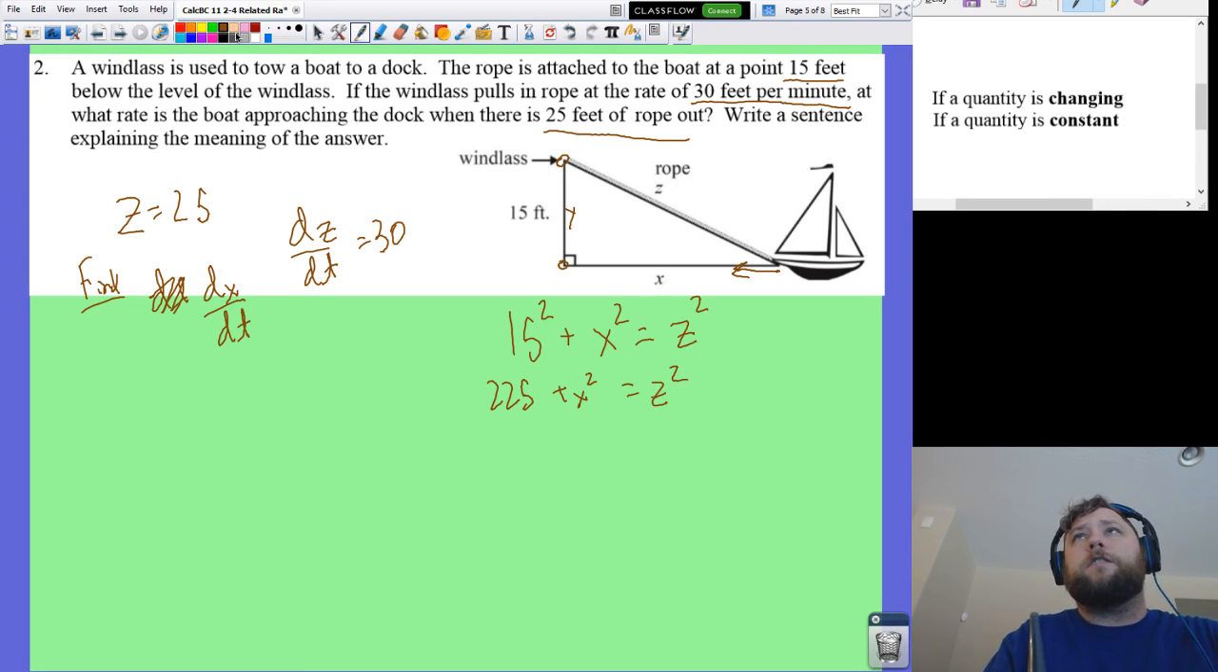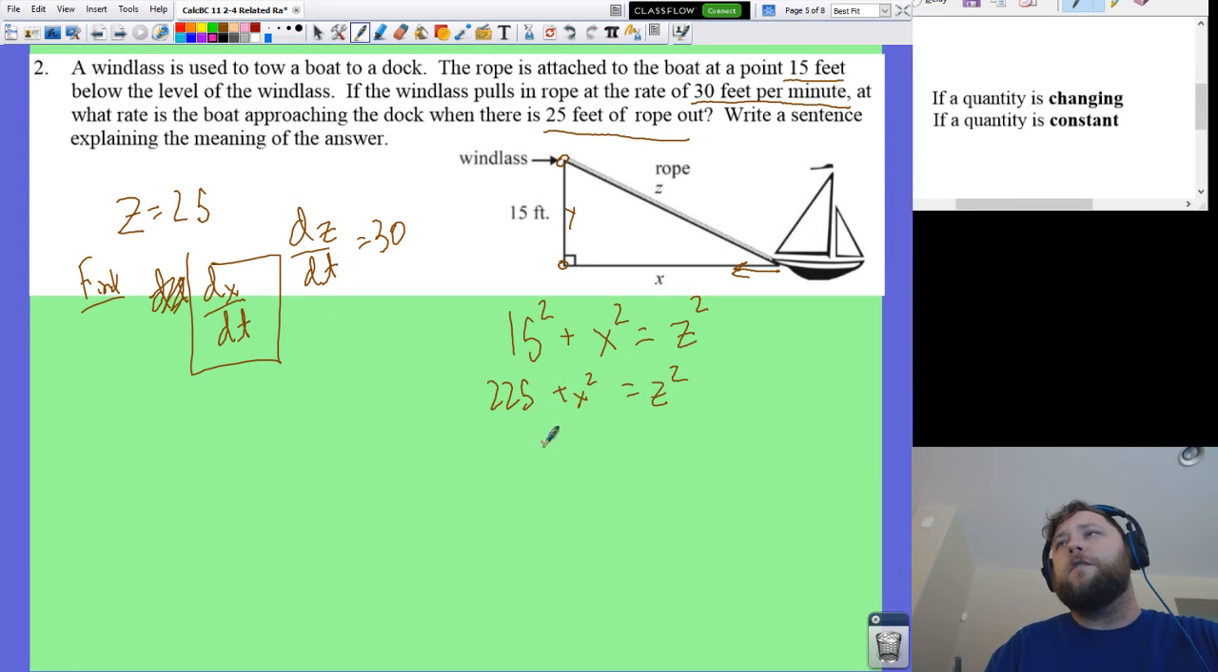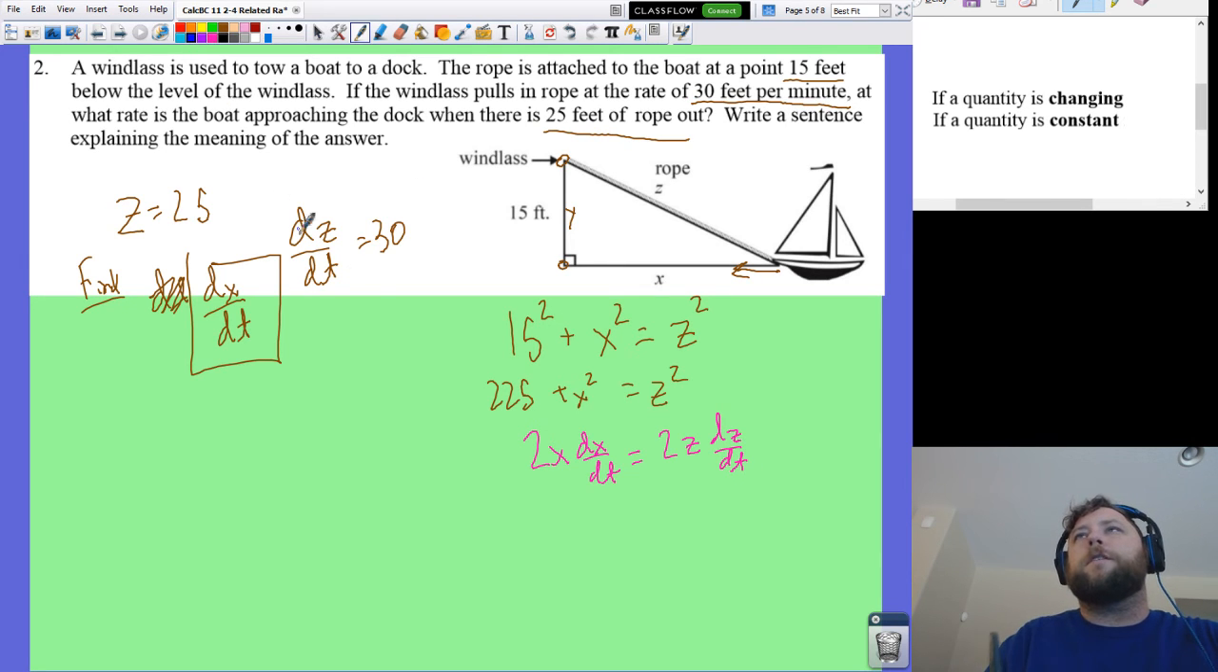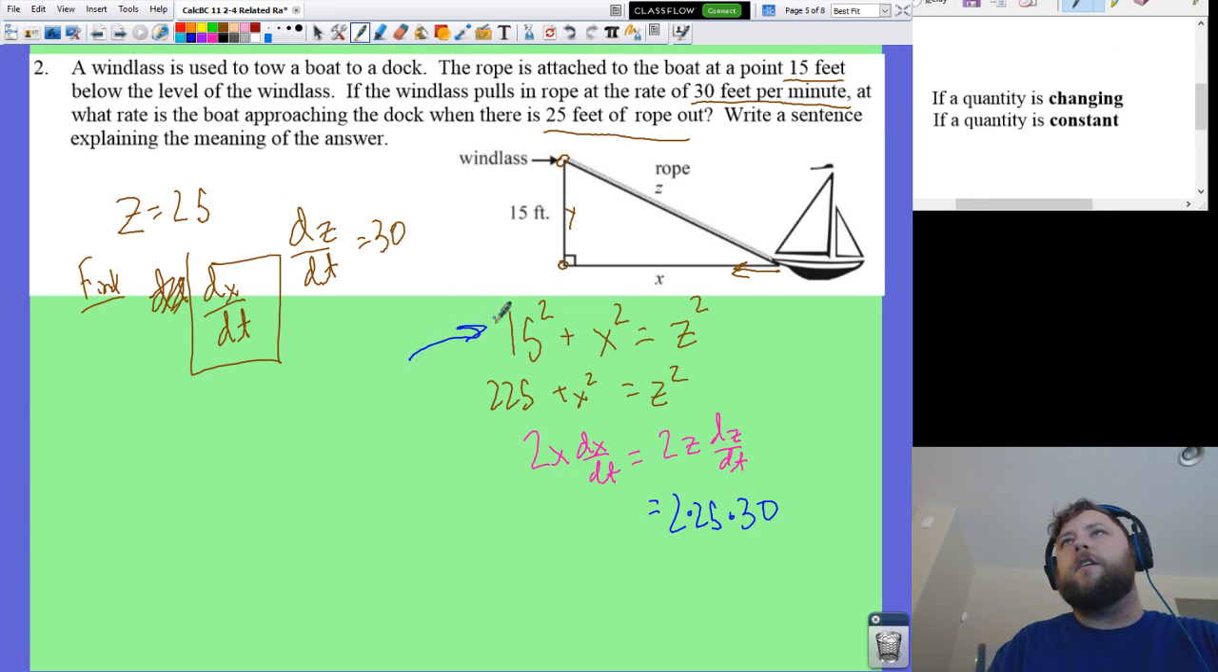So now we can implicitly differentiate. I know we're going to find dx/dt. Implicit differentiation means I'm going to get 2x, this goes to 0, so 2x dx/dt equals 2z dz/dt. Cool, now let's start plugging things in. Well, I know my z equals 25, so that's going to be 2 times 25. I know dz/dt equals 30, so times 30. But I don't know my x. Well, I can use this equation here, and what I know about z, to figure out what x is. So let me figure out x over here.